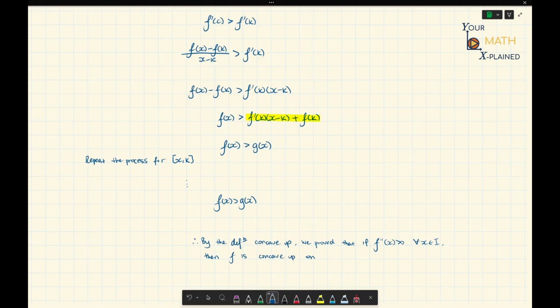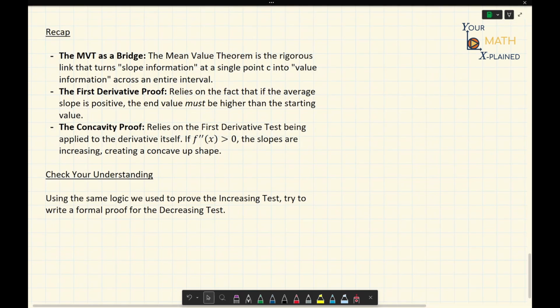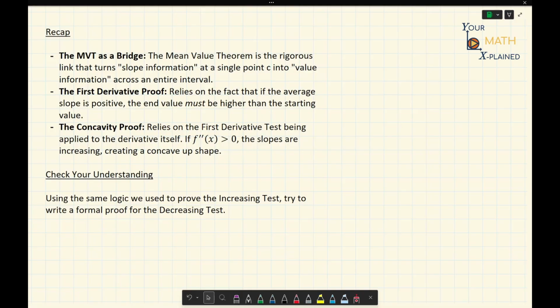on the interval I. And now let's do a quick recap of what we covered in this video. We saw that the mean value theorem is the rigorous link that links slope information at a single point c into value information across an entire interval. So for the first derivative proof, it relies on the fact that if the average slope is positive, the end value must be higher than the starting value. And as for the concavity proof, it relies on the first derivative test being applied to the derivative itself, which says that if the second derivative is greater than 0, then the slopes are increasing, which creates this concave up shape.